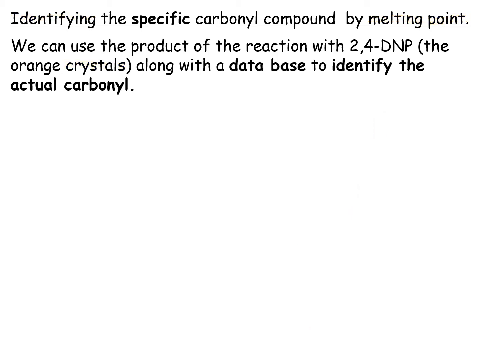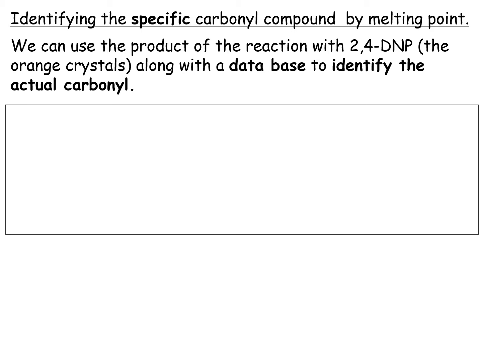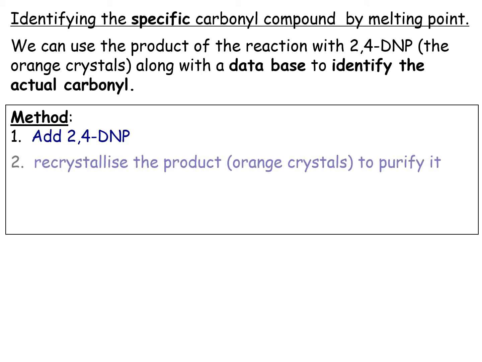So here's our method then to identify the specific carbonyl. This is a model answer, so don't deviate from this script. If the exam question asks you to describe how you can identify the carbonyl using 2,4-DNP, this is what you need to say. You need to say add 2,4-DNP. Now we know we get the orange precipitate then, but what you need to do is to recrystallize that. Why? We need to purify it. So recrystallize the product, the orange crystals, to purify it.